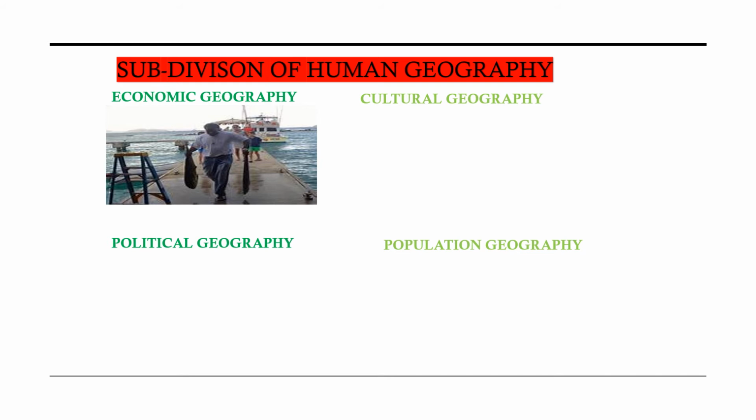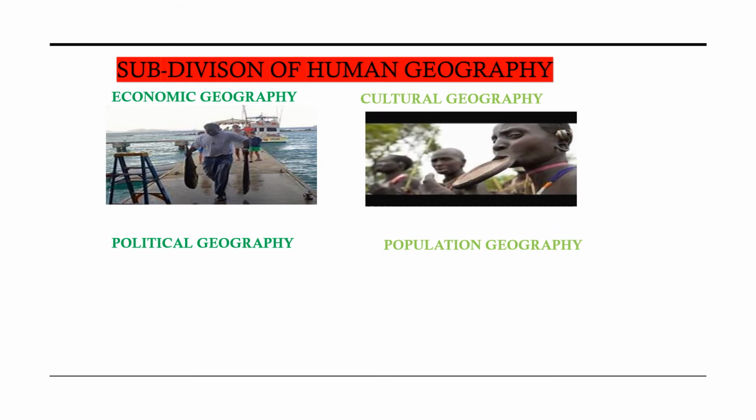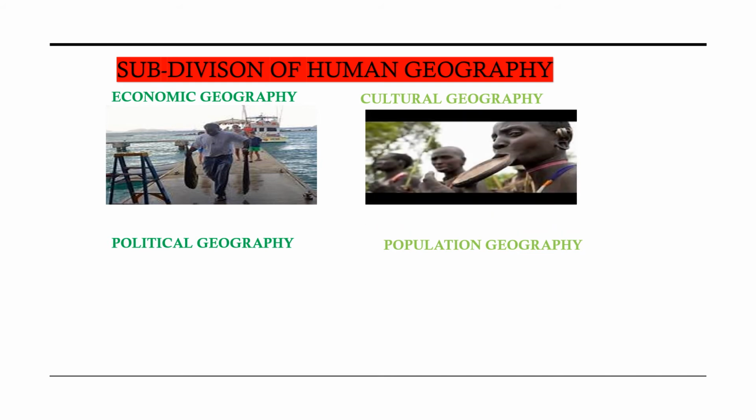Moving on, let's look at cultural geography. Now, think about culture. We know that culture has to do with the way we dress, the type of food we eat, the type of music we listen to, things like that. Now, cultural geography is a study of the international distribution of cultural traits, languages, religion, and music. It is that simple.